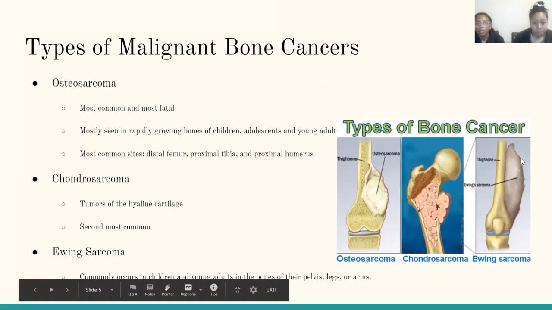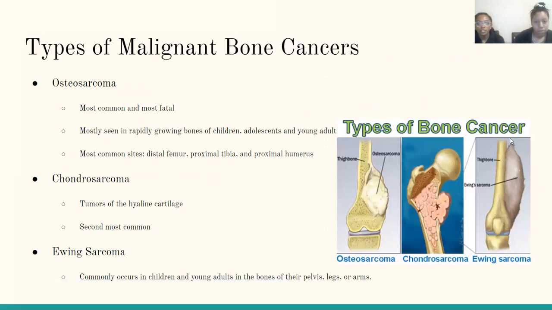A little bit about the types of malignant bone cancers. So osteosarcoma is the most common and the most fatal type of malignant bone cancer. It's mostly seen in the rapid growing bones of children, adolescents, and young adults. And it's most commonly found in the distal femur, the proximal tibia, and the proximal humerus.